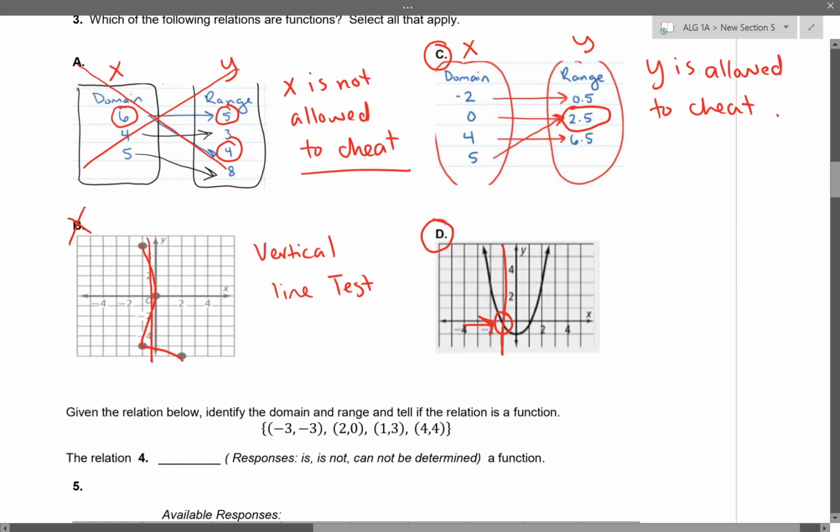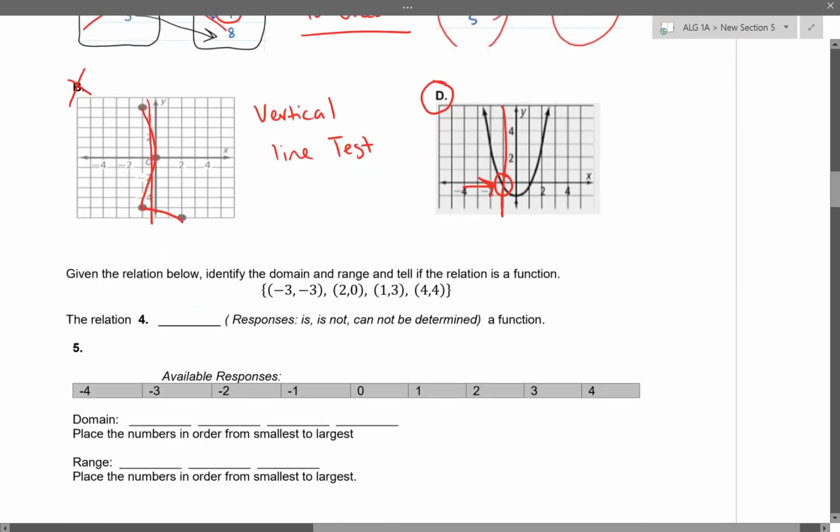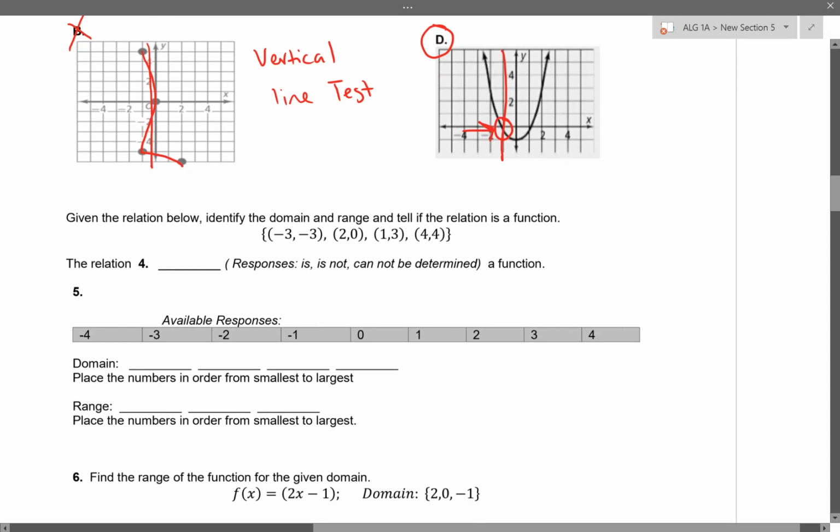Okay, let's move on to question number 4. Given the relation below, identify the domain and range and tell if the relation is a function. Okay, so let's identify the domains and ranges. Remember, domain is another name for x. Range is another name for y. So the first thing I've got to do is label all of these x and y's. X and y, x and y. And as we just said, domain equals x, range equals y.